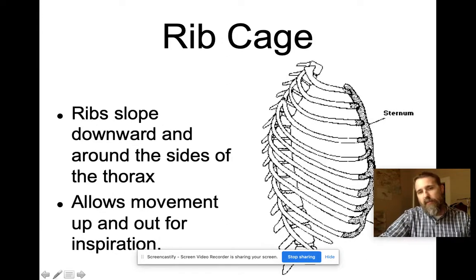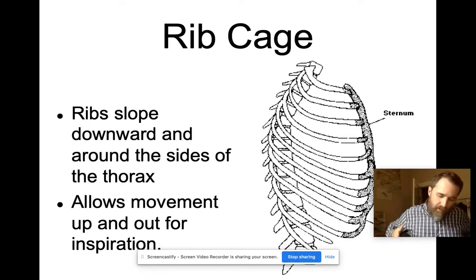And if we look at this illustration, you can see that moving from the vertebral column around anteriorly towards the sternum, the ribs sort of slope down towards the sternum. They slope down from your vertebral column and then sort of curl up a bit and attach at the sternum. That downward position of the rib cage allows for the rib cage to be elevated for inspiration.